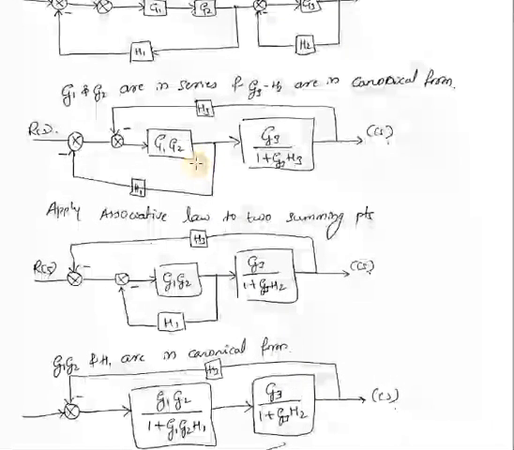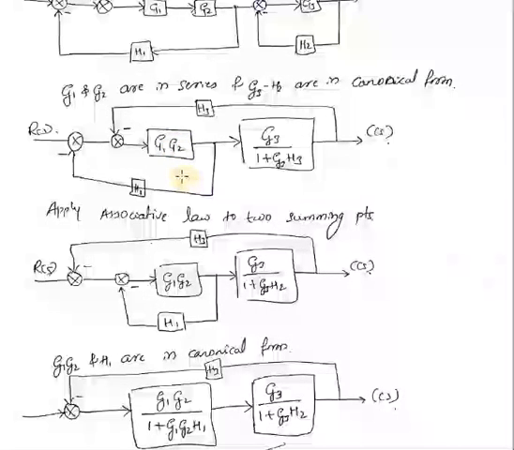Then you have to check for further combinations. Is there any series? You cannot take these two as a series combination because in between there is a takeoff point, and you cannot take these two as a canonical loop because in between there is one more summing point. You cannot take these two as canonical because there is a takeoff or a block between them.